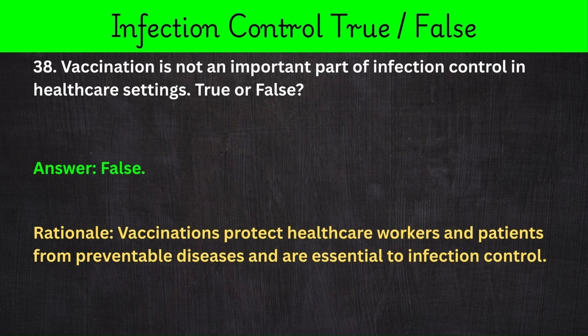38. Vaccination is not an important part of infection control in healthcare settings. True or false? Answer: false. Rationale: vaccinations protect healthcare workers and patients from preventable diseases and are essential to infection control.